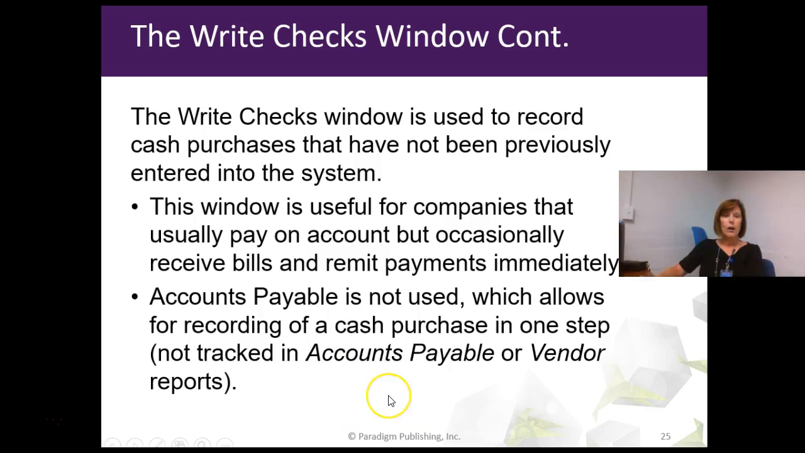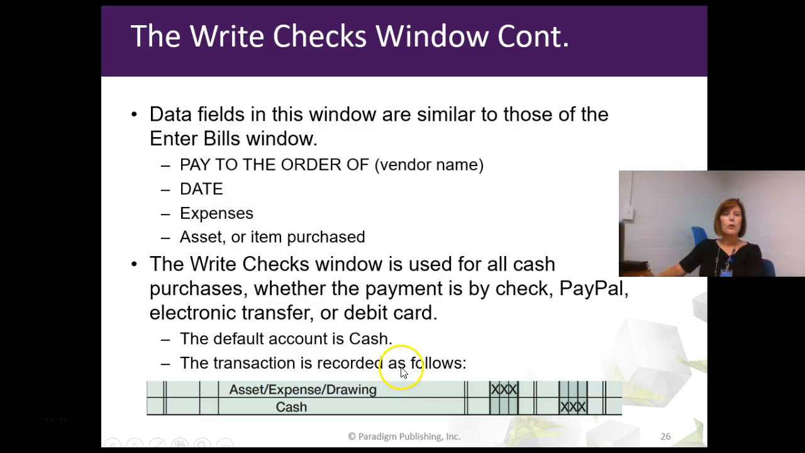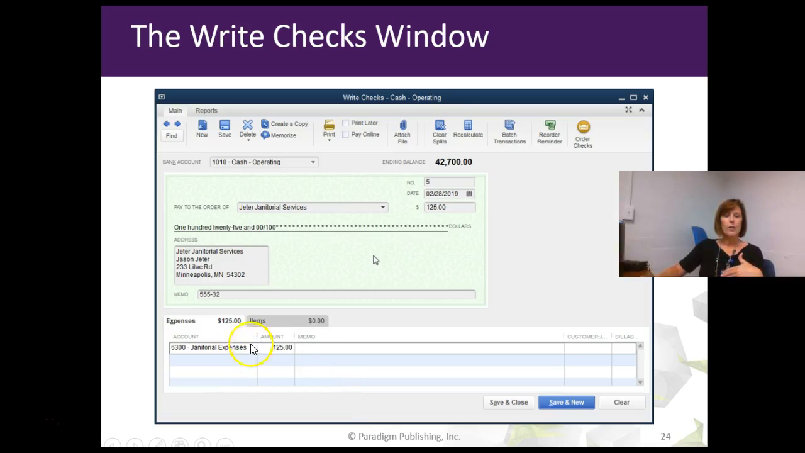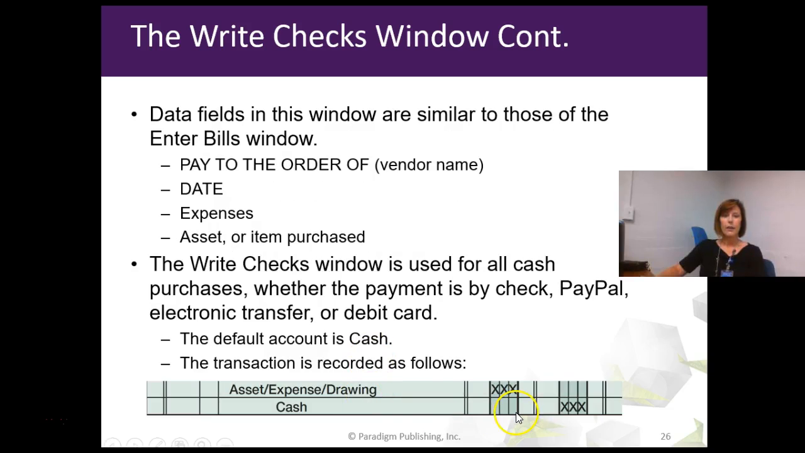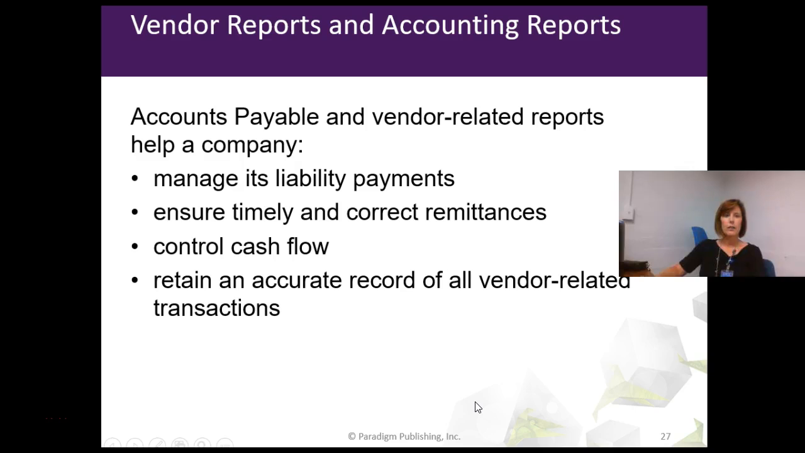And so you can pause and read this, but this is basically what I just talked about as to when you would use the Write Checks window. When you are writing a check, back to our double entry accounting, the fields that you enter below are going to be your debit, your asset, your expense, your drawing. So in this case, it's a janitorial expense. It is automatically going to credit your cash because that's what writing a check does, it reduces your cash. And I can't envision a reason why you would ever change that default.